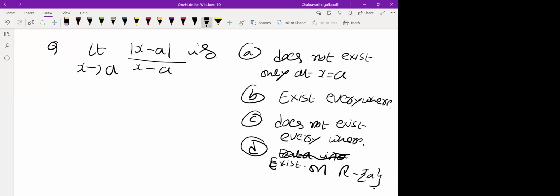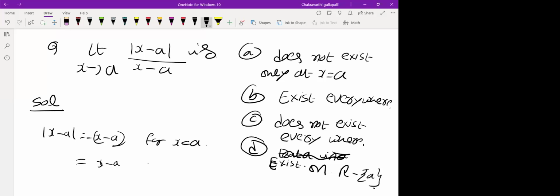Exist on R minus A. So let's see. Okay, very interesting question this is. You get such questions in the entrance. So let us see the solution for this. So first what we have to do, mod x minus A. How is it defined? It is minus x minus A for x less than A, x minus A for x greater than A, 0 at x equal to A.